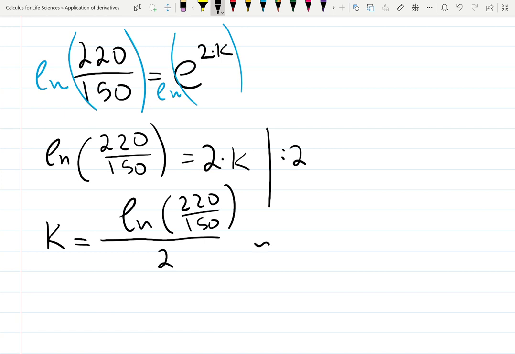What kind of number? First of all, it is positive. Logarithm function is positive because 220 over 150 is positive, greater than 1. And you divide it by the positive. So the rate is indeed positive. It's 0.195. It would be wrong if you get negative number in this case.